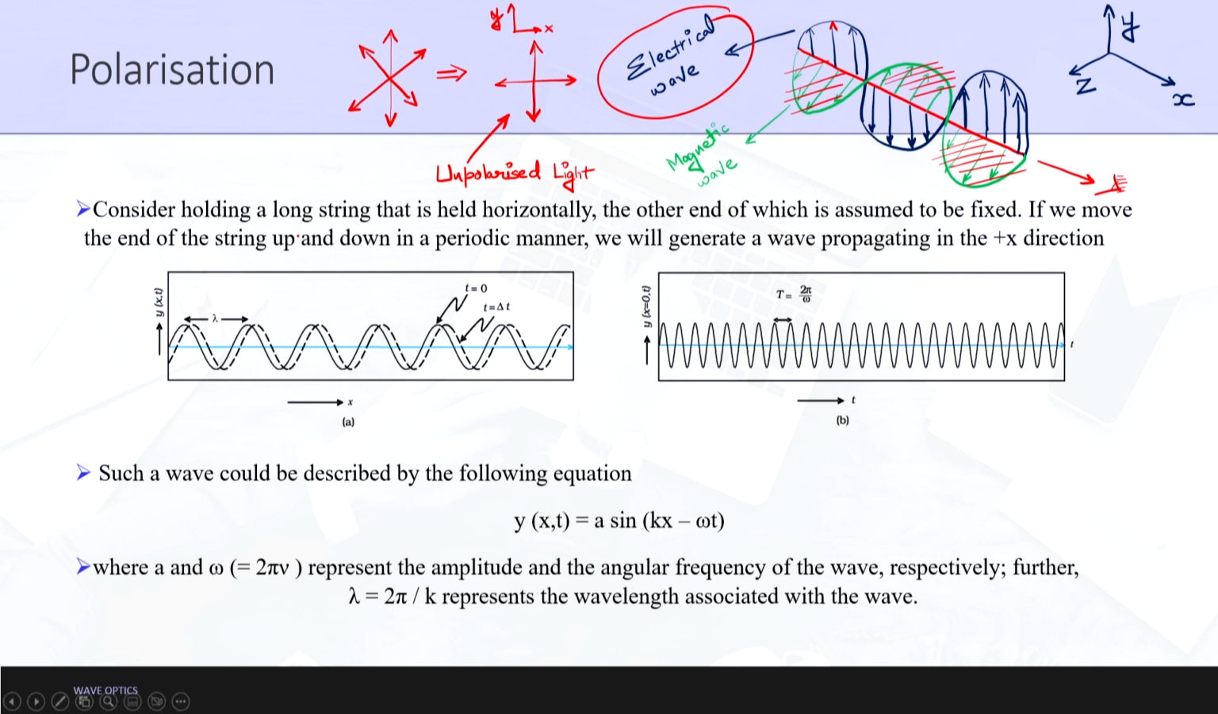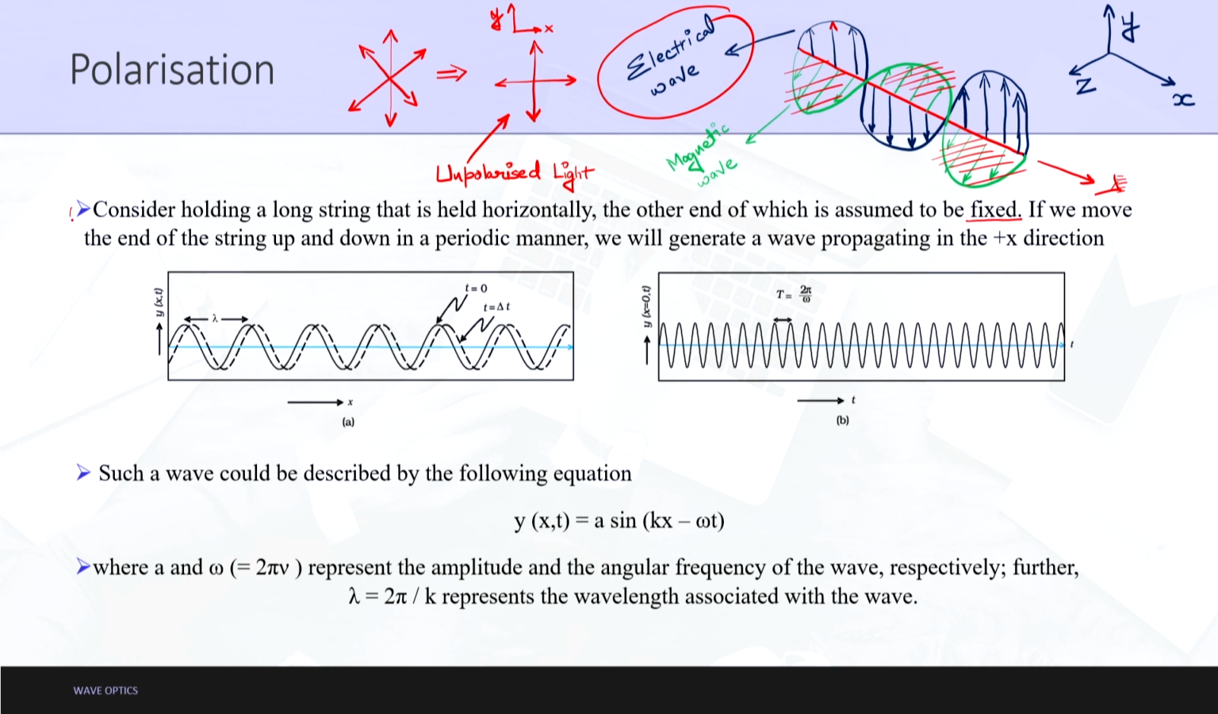So consider holding a long string that is held horizontally, the other end of which is assumed to be fixed. So we are assuming one end to be fixed. If we move the end of the string up and down in a periodic manner, please make sure we are moving the string up and down in a periodic manner. There is no non-periodic movement here. Then we will generate a wave propagating in the positive x direction.